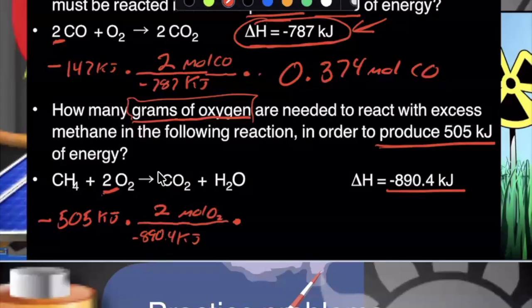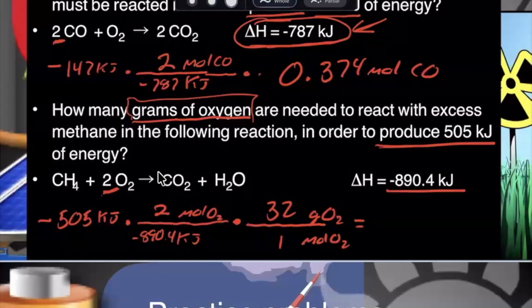Now, if I wanted it in moles like the previous question, I'd just do my math, but I don't. I want it in grams. So whatever goes up must come down. Moles of O2 to grams of O2. And 1 mole of O2 is 2 times 16, so that is 32 grams per every mole of O2. And so negative 505 times parentheses 2 divided by negative 890.4, close parentheses, times 32, that is going to come out to 36.31.